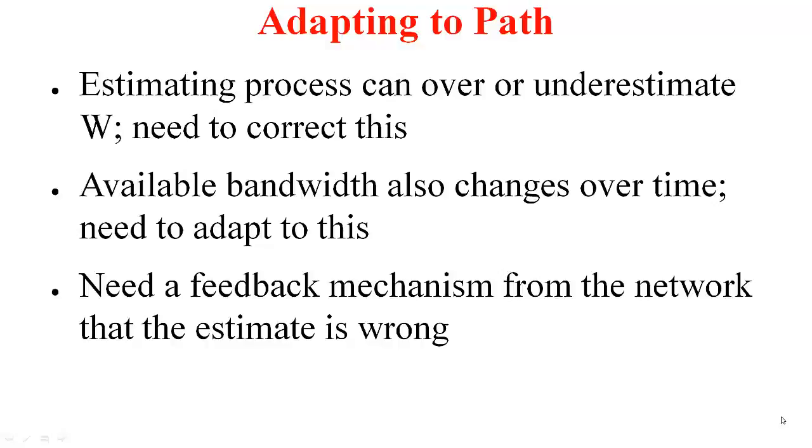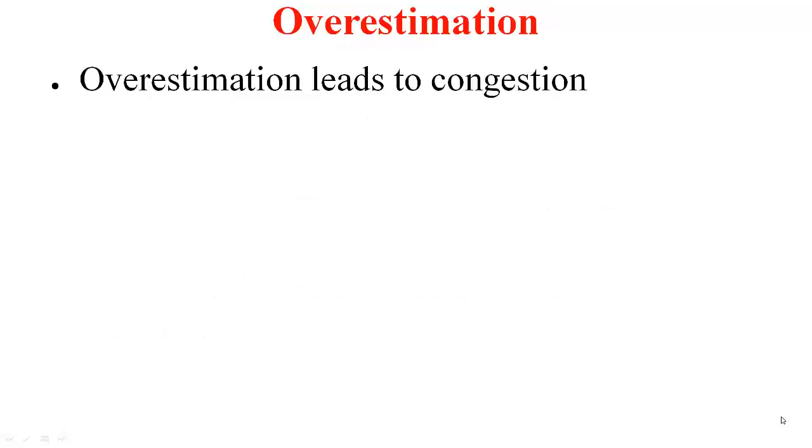So basically, you need a feedback mechanism from the network that says that your estimate is wrong. So what can this feedback mechanism from the network be? What are your thoughts? So let's look at overestimation first. We know that overestimation leads to congestion. So what is the feedback that the network can give whereby you can figure out that the W you chose was an overestimate?